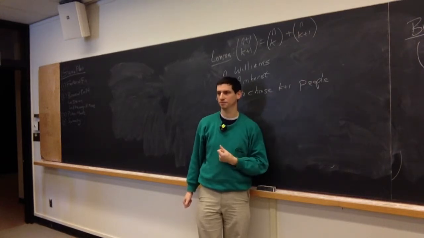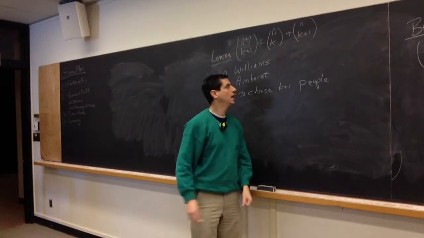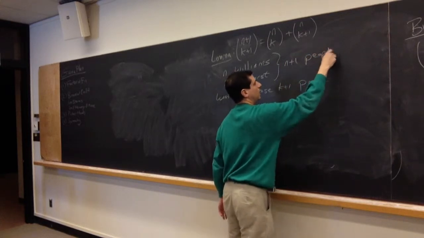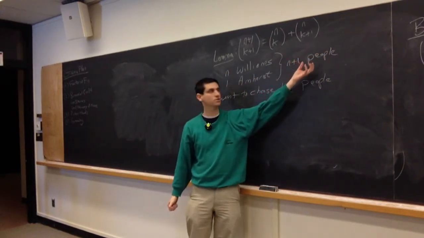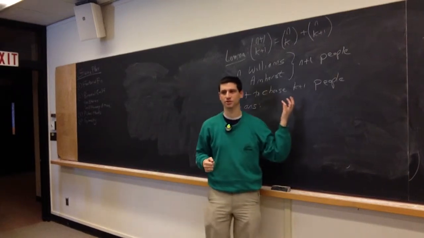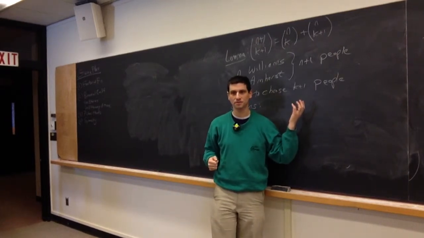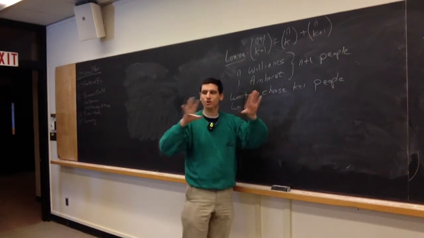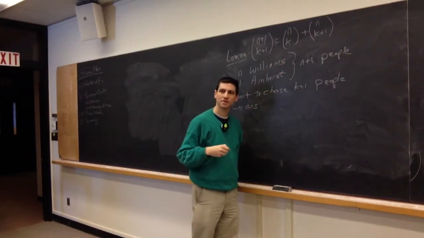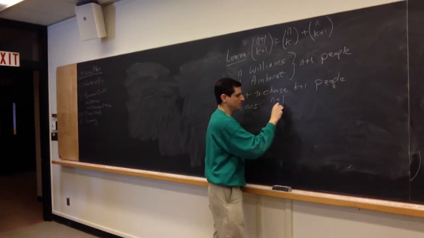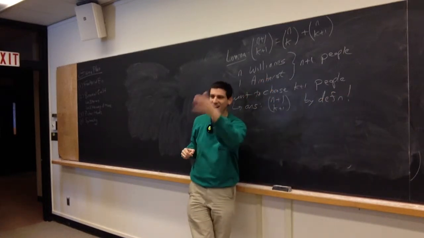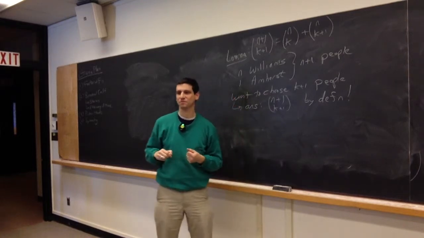How many total people are there? How many people do we have in total? n plus 1 people. How many ways can we choose k plus 1 people from n plus 1 people? Well, either the Amherst person... No, I'll get that in a second. How many ways can I choose k plus 1 people from n plus 1 people? n plus 1 choose k plus 1. Essentially, by definition, one of the easiest things to do in mathematics. Now, what were you going to say? Either the Amherst person is in the group or they're not in the group.